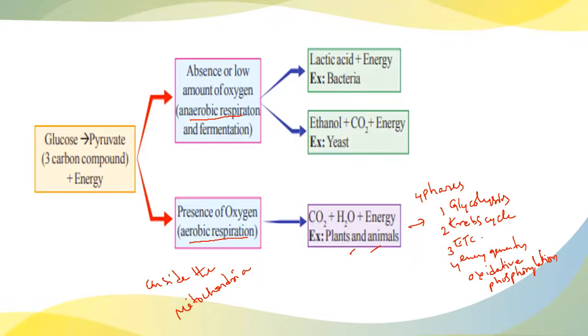And let's see the second phase, that is anaerobic respiration. Anaerobic respiration mainly occurs in bacteria, in yeast, or in muscles of humans. It is called anaerobic respiration because it occurs in the absence or low amount of oxygen. In bacteria, anaerobic respiration or fermentation produces lactic acid and energy. In yeast, it produces ethanol. In muscles, it produces lactic acid.